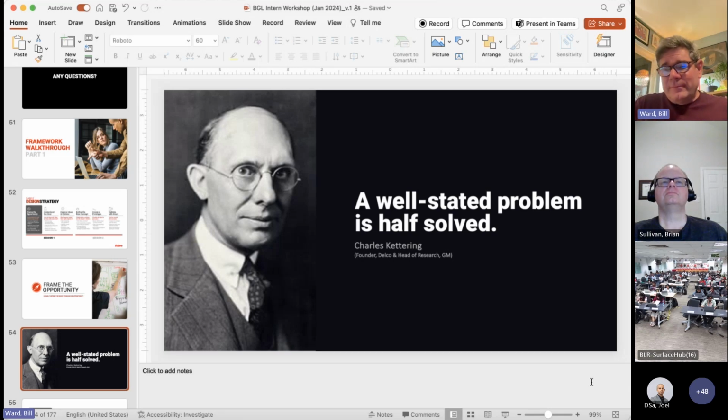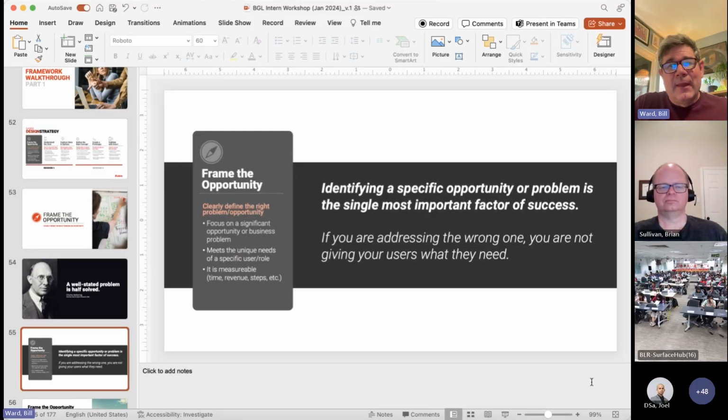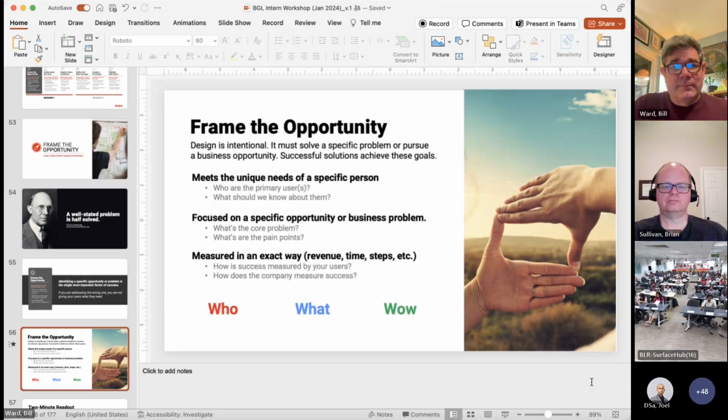Again, if we don't understand what the user needs, we're not going to be able to solve for it. So identifying that specific opportunity or problem is the single most important factor of success. If you address the wrong one, you're not giving the users what they need. So when you frame the opportunity, we think about design being intentional and we have to solve a specific problem or business opportunity.